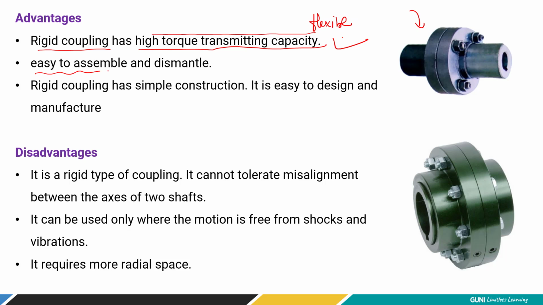It is easy to assemble and dismantle. You can just look at the figure. Just unbolt these nuts, or there is a dismantle of assembly, right? तो आप उसको क्या कर सकते हैं, easily उसको unmount कर सकते हैं, repair कर सकते हैं. This is an advantage. Now rigid coupling has simple construction.